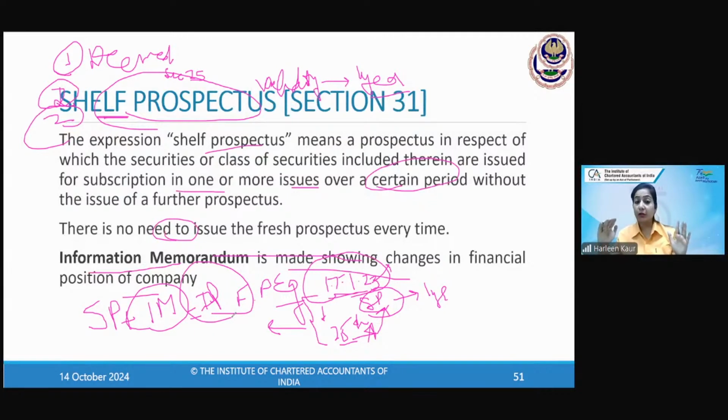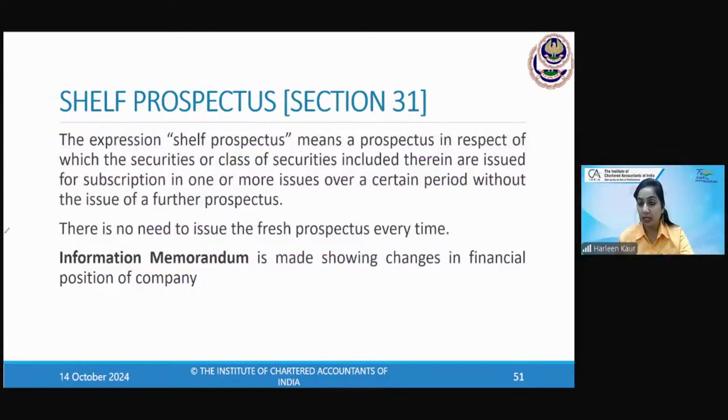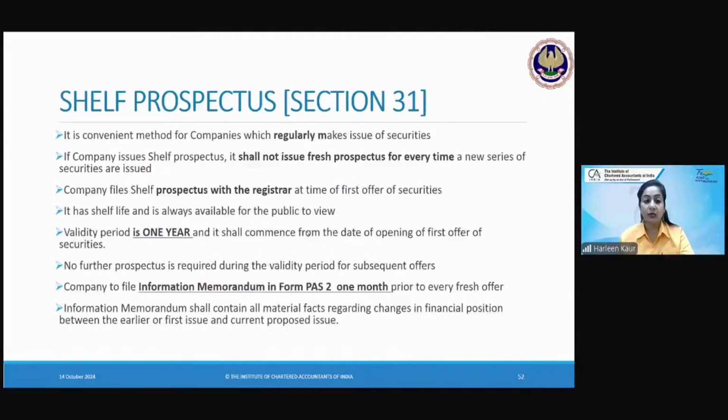First time I'm offering the securities, I will come up with the shelf prospectus. I have to file it with the ROC for the first time. It remains valid for 1 year period. For further and subsequent issues, there is no need to issue a fresh prospectus every time. So I don't have to comply with a lot of things again. I simply have to issue a document, that is the information memorandum, which will specify all my changes in the financial position and any new charges created against the assets of the company. So shelf prospectus, children, is a very convenient method for regularly issuing the securities.